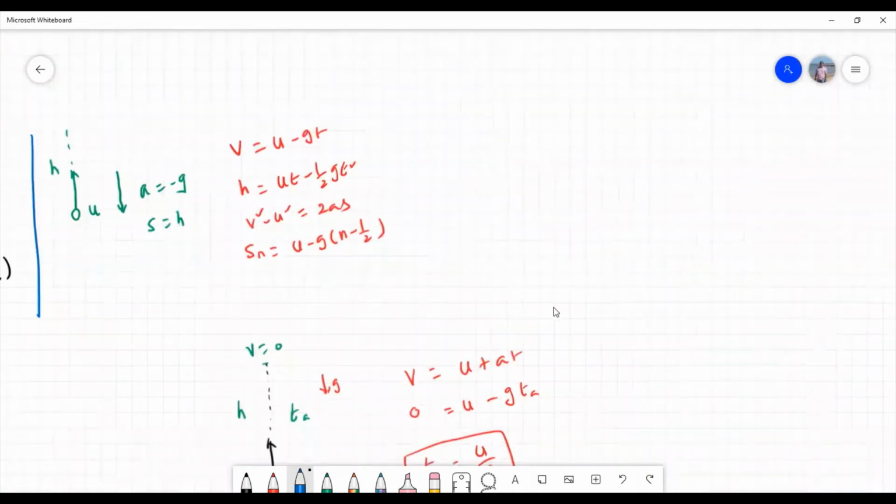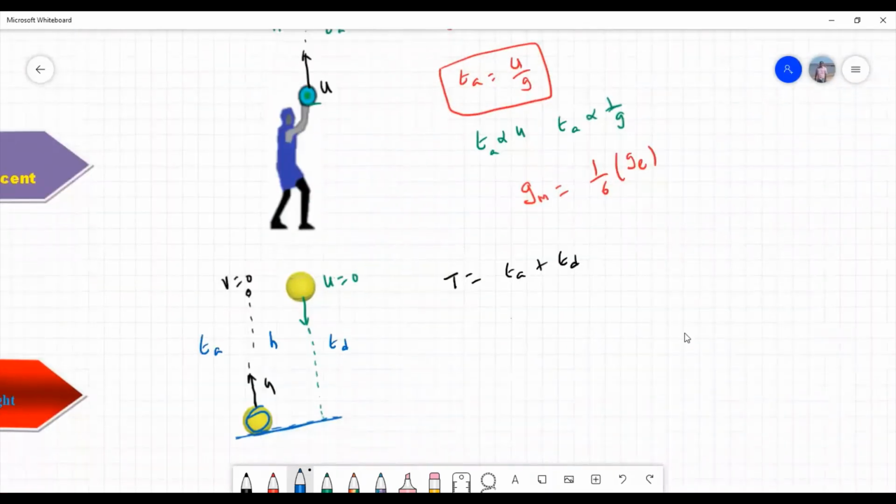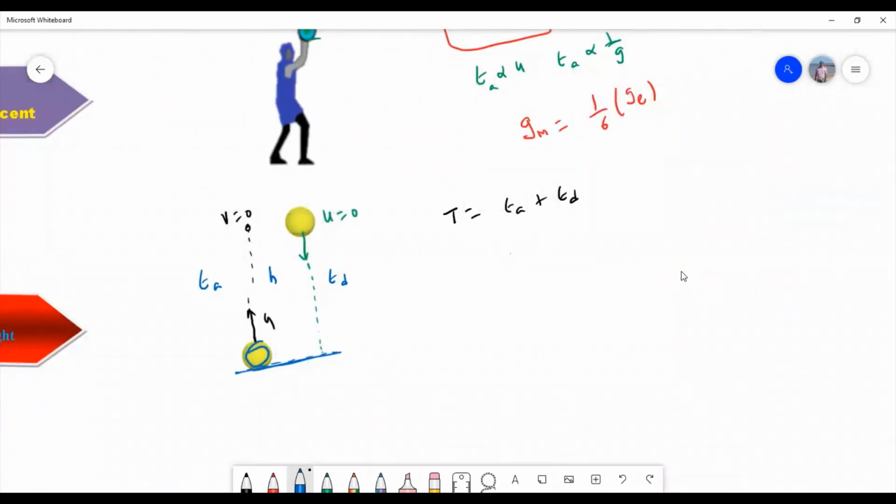Again, I'll go back to time of flight. What is time of flight? I said time of flight is the total time for which the body remains in air. So now I can write this as u by g, and this is also u by g. Therefore time of flight can be written as 2u by g. The expression for time of flight is 2u by g.